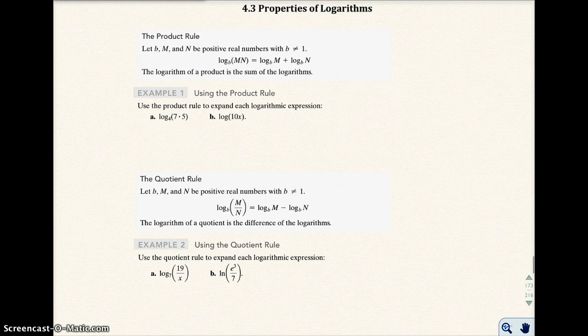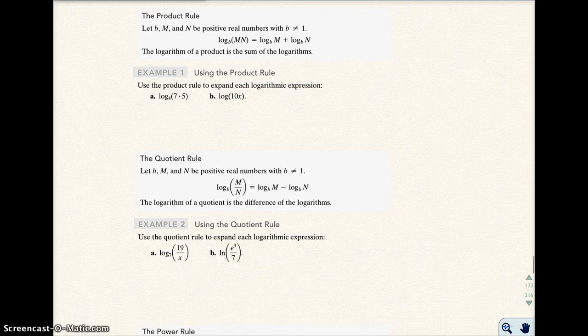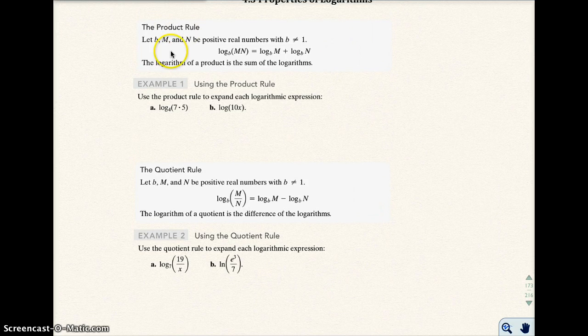Section 4.3, and we're going to talk about properties of logarithms. And we're going to use a lot of the properties in the next section, so we're going to make sure that we understand these properties. The product rule for logarithms says that the logarithm of a product is the sum of the logarithms.